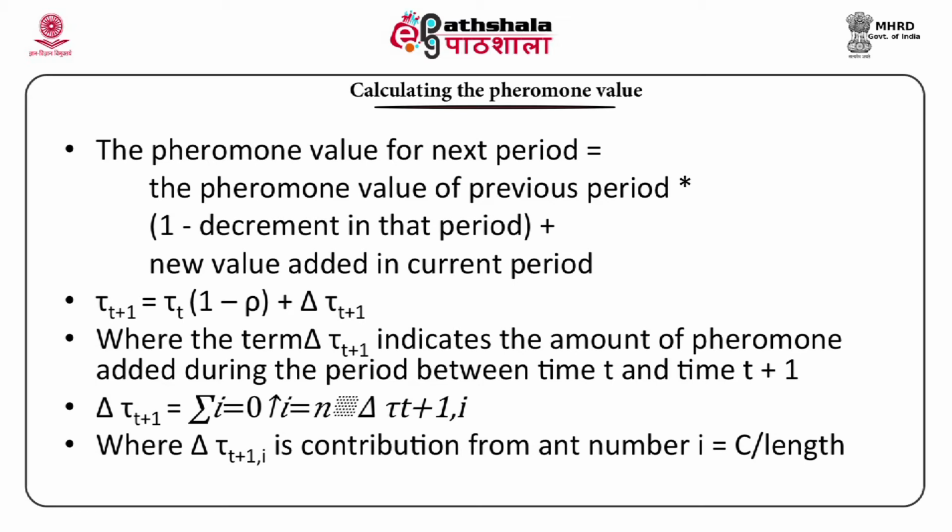So, the total is collected from all ants that travelled on that path, and those ants which have not travelled on that path will not contribute. Okay. So, this 1 to n only includes the ants which travelled along that path and no other ants. And again, what is the pheromone value that an ant adds? Remember, an ant adds a pheromone value equal to the constant value C divided by the path length. So, the longer the path, the less the pheromone value.